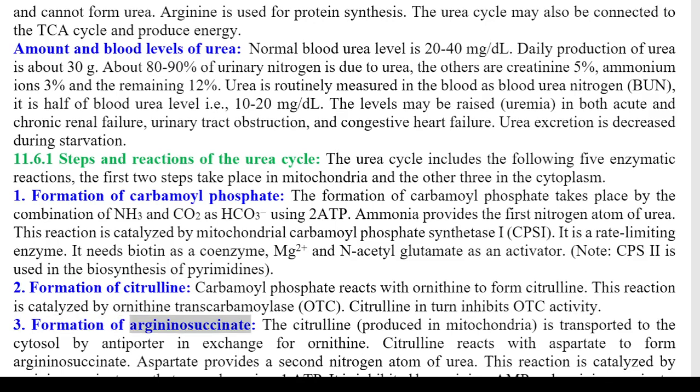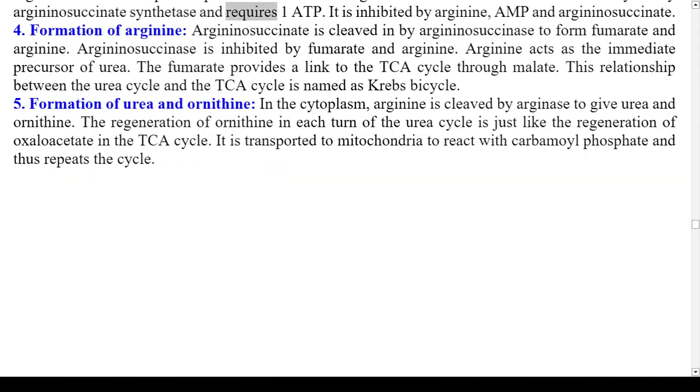3. Formation of argininosuccinate. The citrulline, produced in mitochondria, is transported to the cytosol by an antiporter in exchange for ornithine. Citrulline reacts with aspartate to form argininosuccinate. Aspartate provides the second nitrogen atom of urea. This reaction is catalyzed by argininosuccinate synthetase and requires ATP. It is inhibited by arginine, AMP, and argininosuccinate.